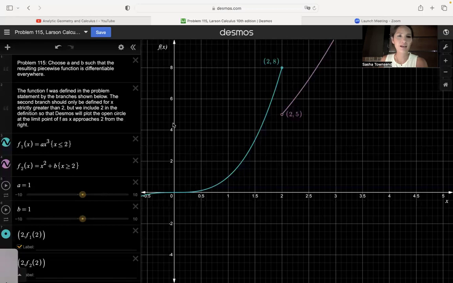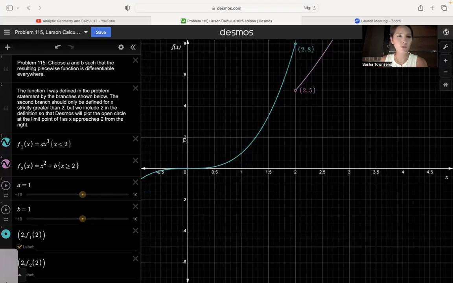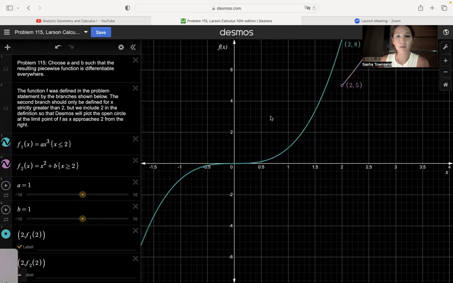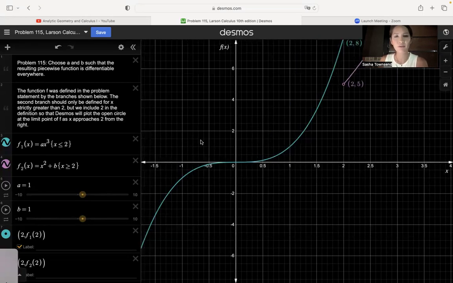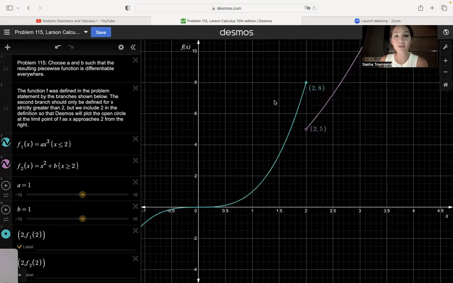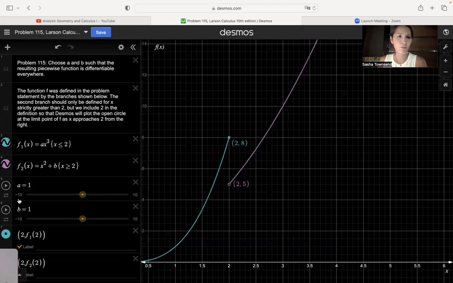So one of the things I notice about this function is that it is differentiable everywhere except for x equals 2. Y equals ax cubed is differentiable all the time. I can take the derivative. I know what the derivative is just using the power rule. It's a very simple quadratic function. So the function's definitely differentiable over here. And then y equals x squared plus b is also differentiable. It has a derivative of 2x all the time. We want to choose a and b so that the function is differentiable at x equals 2, because that's really the only place where it might not be differentiable.